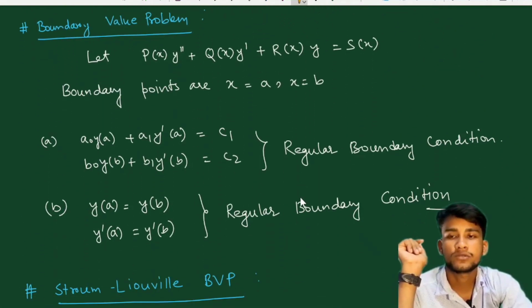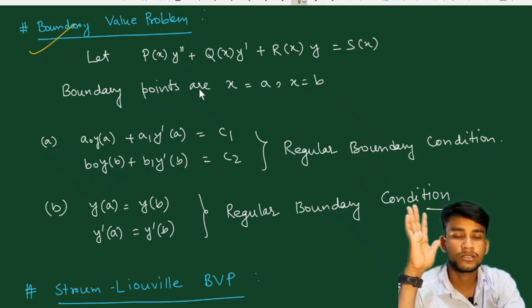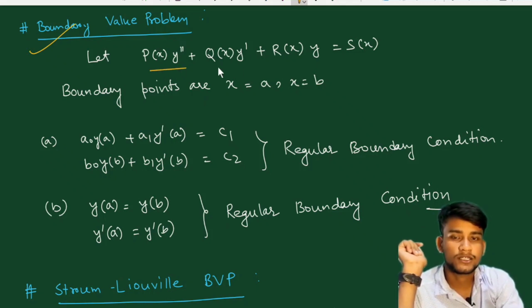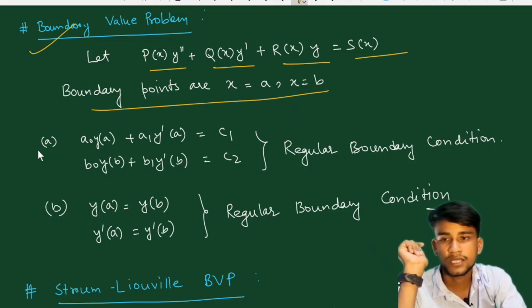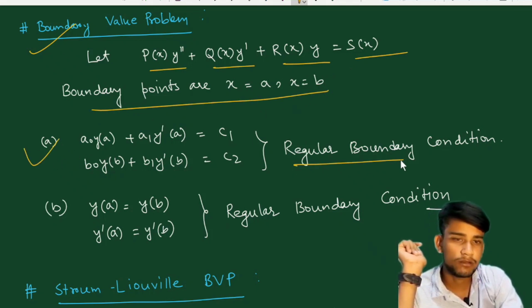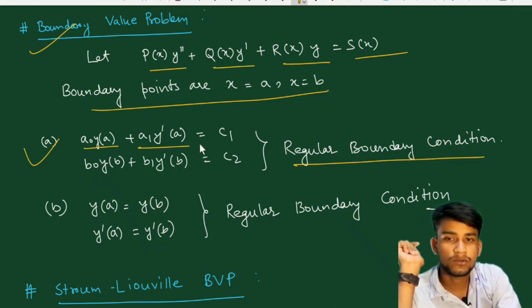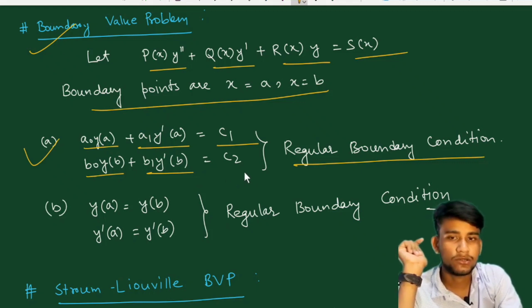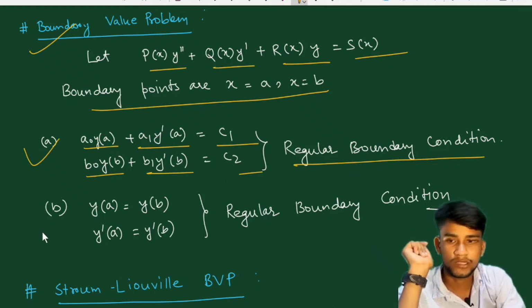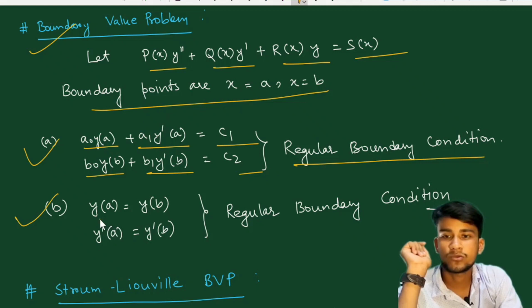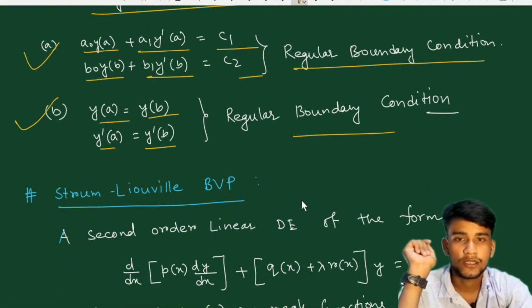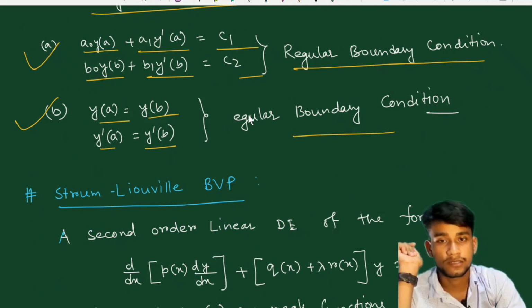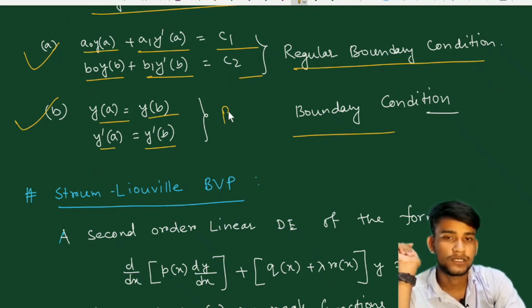Now it comes to the boundary value problem. This is also a very important concept. Consider p(x) y double dash plus q(x) y dash plus r(x) y equal to s(x), with boundary points a and b. A condition of the form a0 y(a) plus a1 y dash(a) equal to c1, b0 y(b) plus b1 y dash(b) equal to c2 is called the regular boundary condition. A condition of the type y(a) equal to y(b) and y dash(a) equal to y dash(b) is the periodic boundary condition. Sorry, I made a mistake here.